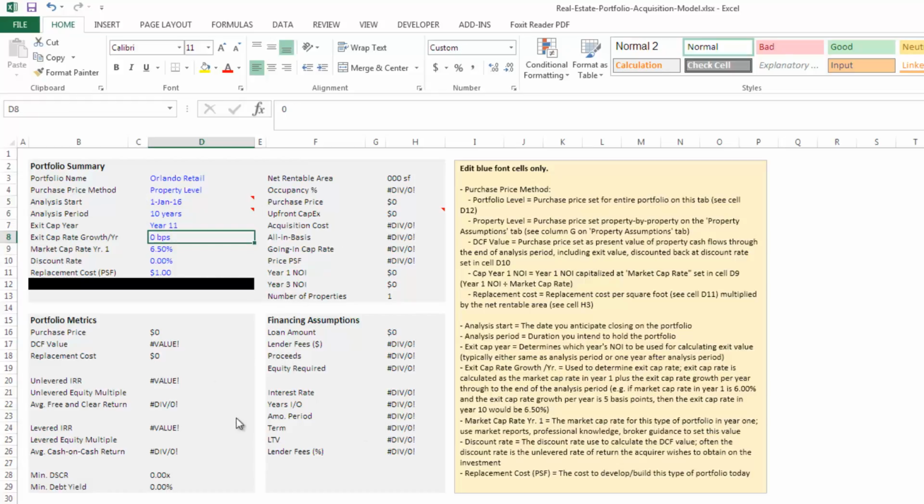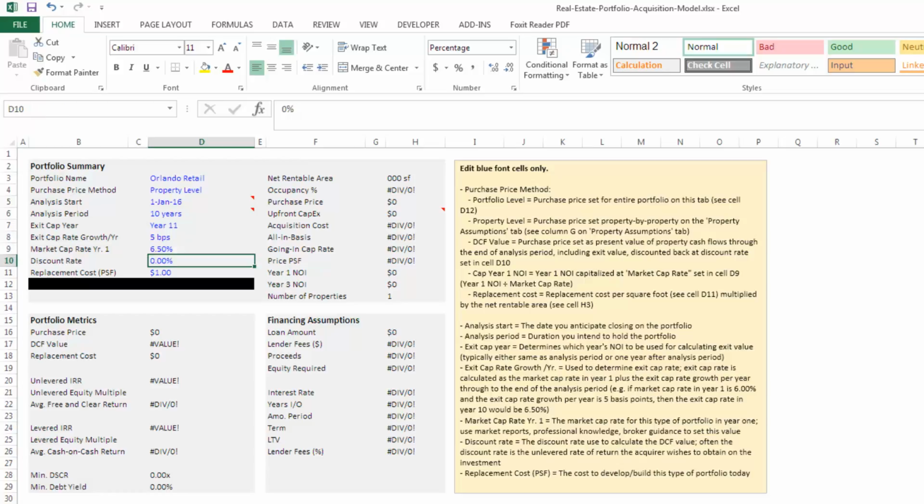Because generally, your exit cap rate on a stabilized acquisition like this is going to be higher than your going in cap rate. So I'm going to add 5 basis points per year so that in year 10, which is when we exit, 10 times 5 is 50 basis points on top of our 6.5 going in market cap rate. So our exit cap rate in this scenario would be 7%.